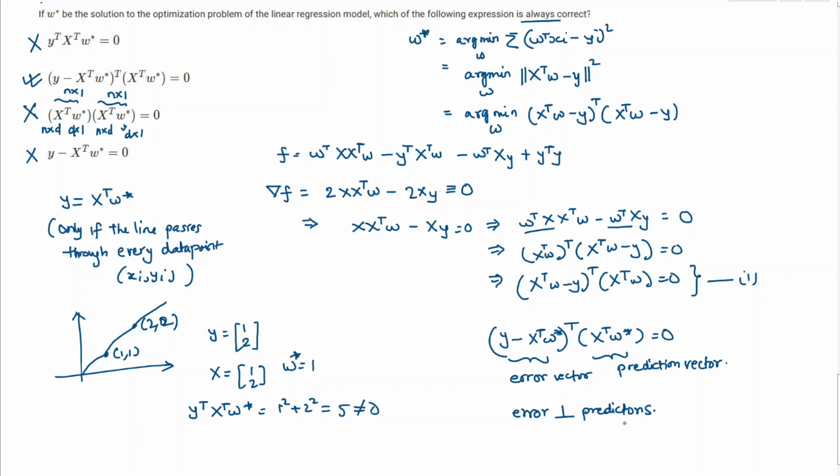Now the error vector, let me call that E, is actually a member of Rn, and the prediction vector, let me call that P, is also a member of Rn. Okay, so n is the number of data points. So this is a very important property of linear regression, that the error vector is perpendicular or orthogonal to the predictions vector.